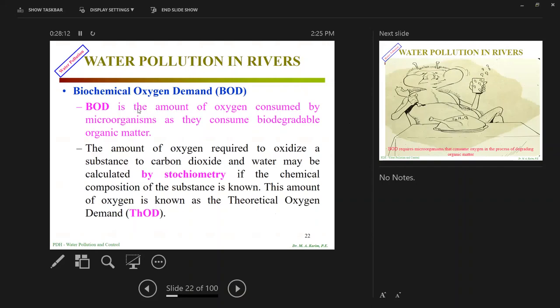So this is the one. The amount of oxygen required to oxidize a substance to carbon dioxide and water may be calculated by stoichiometry if the chemical composition of the substance is known. This amount of oxygen is known as theoretical oxygen demand, ThOD. So if we calculate something like that, the amount of oxygen we need, then it would be called theoretical oxygen demand. But if we do the same thing in the lab, then we call it BOD, right?